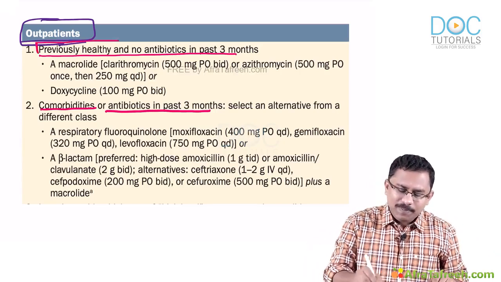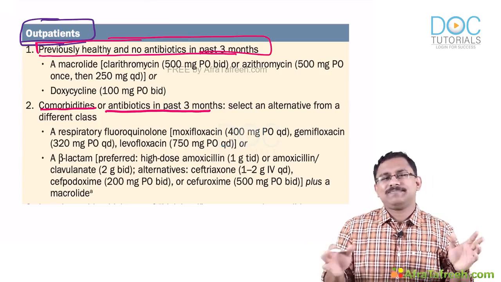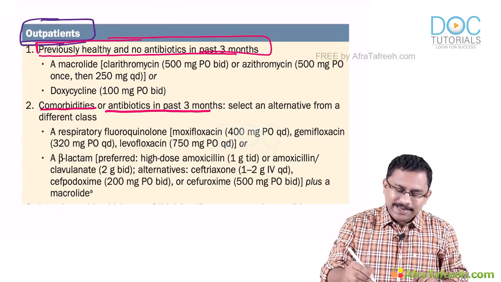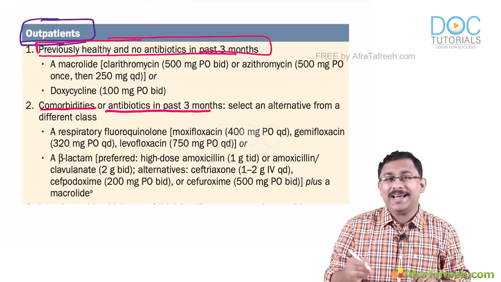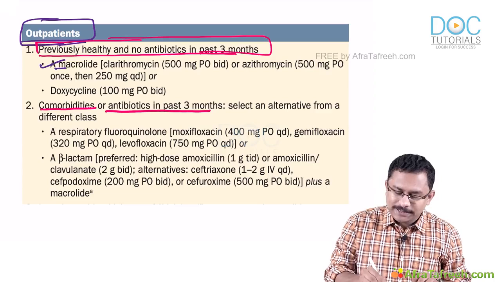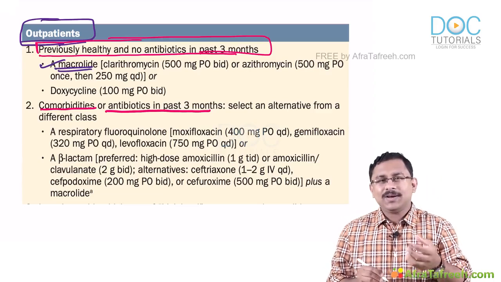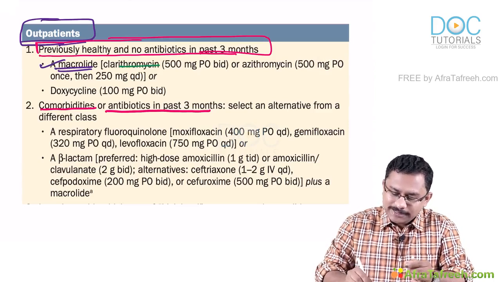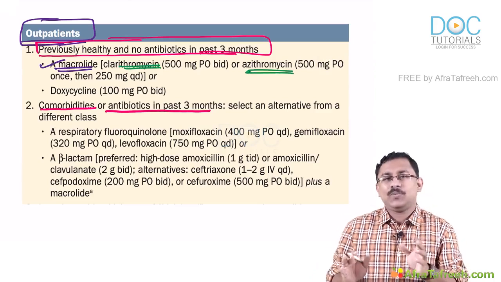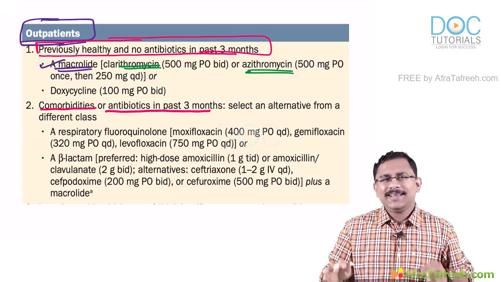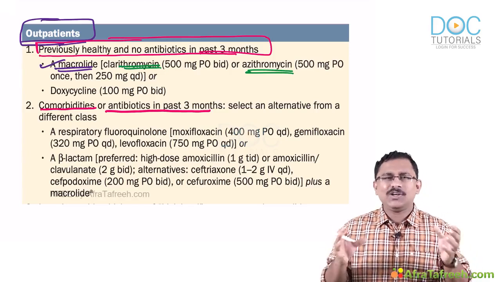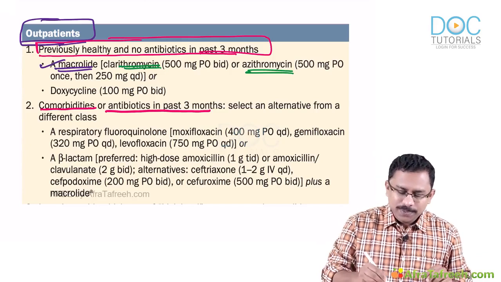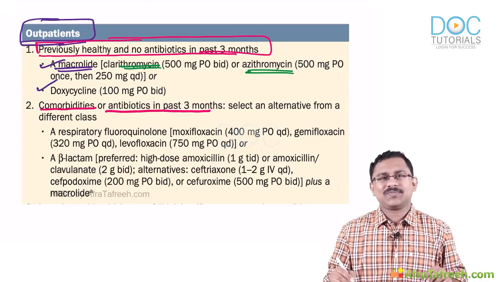Now, if you have a perfectly healthy individual developing a pneumonia, in such a scenario, the choice of antibiotic can either be a macrolide. Okay, so this macrolide again can either be clarithromycin or azithromycin. The guidelines do not favor one agent over another, clarithromycin and azithromycin, or you can have doxycycline.